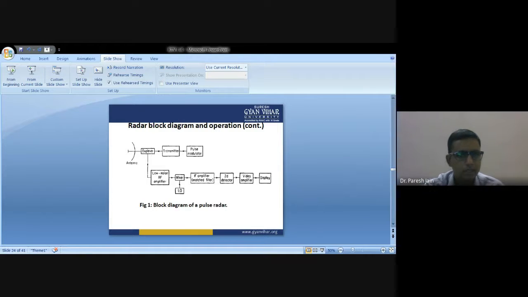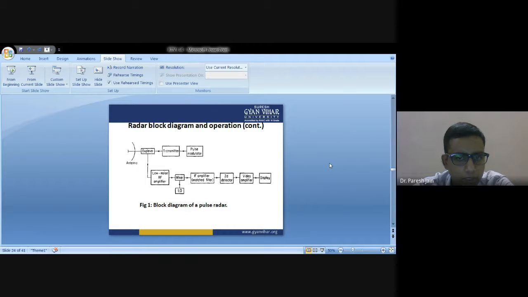So this is the radar basic block diagram of the pulse radar. In this pulse type of radar, you can see the different sections. In the transmitter section, we have pulse modulator and transmitter.